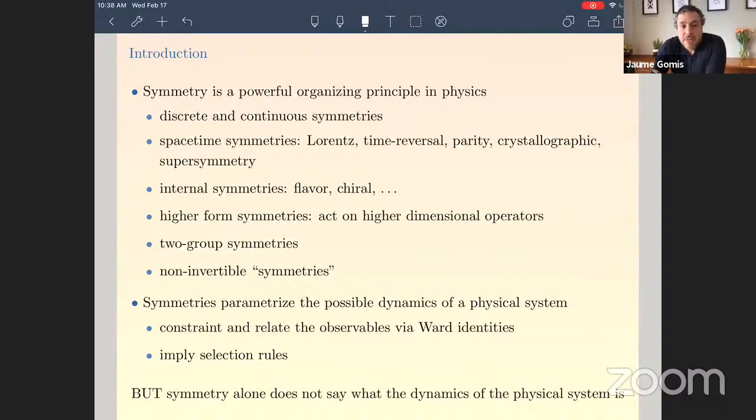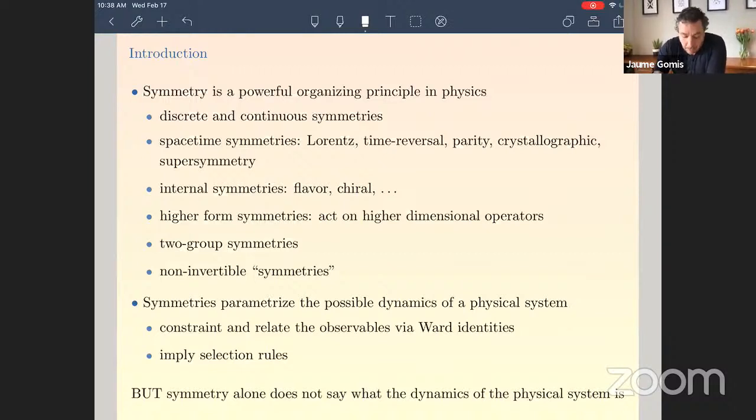And even more recently, if one is generous enough by what one means by symmetry, there are other types of objects that one could use, and that sometimes are known as non-invertible symmetries, that could be used also to constrain the dynamics of your theory.